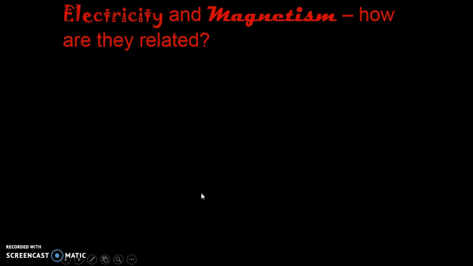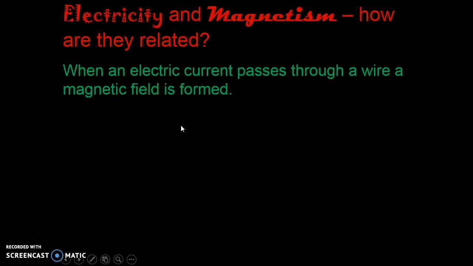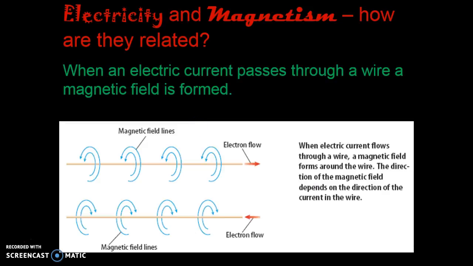So I told you at the beginning of this that electricity and magnetism are related, but how exactly are they related? So when an electric current passes through a wire, which we've talked about, that the wire is the way the current is allowed to pass through, a magnetic field is naturally formed. And it says it here again, a magnetic field forms around the wire, and it's represented in these little blue lines. And the direction of the magnetic field depends on the direction of the current in the wire.